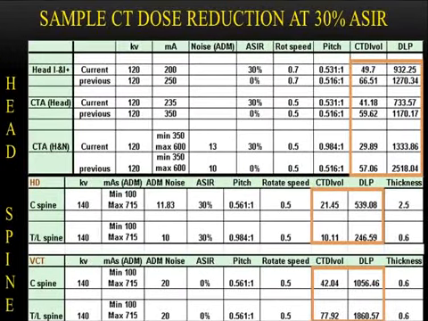And this is an older slide again with 30% ASiR. It is showing you what is the typical reduction you can expect. We went down from about 67 milligray to about 50 milligray, similarly from 60 to about 40. So for each exam, there is a reduction in the overall CTDIvol that you can get.